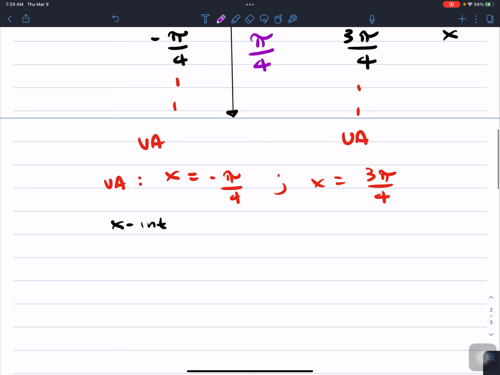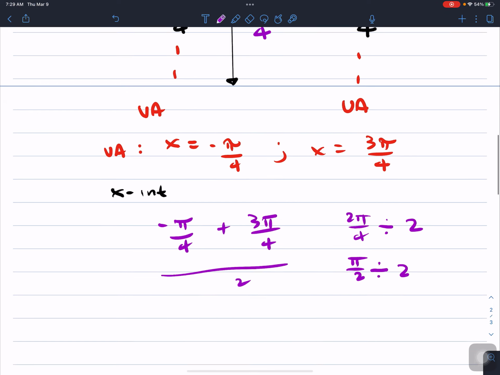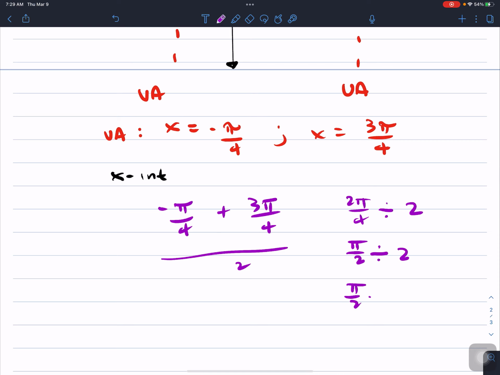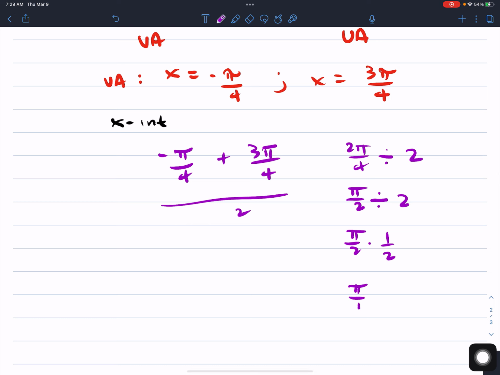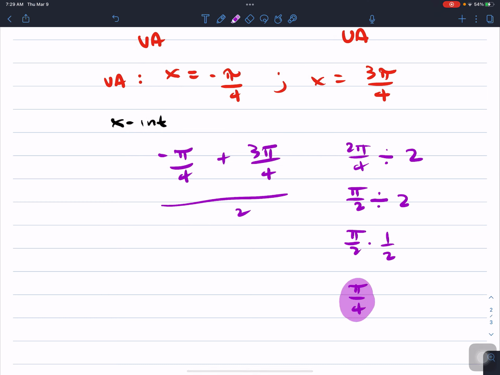Can you say, Mr. Judge, can I take pi over 4 plus 3 pi over 4 and then divide by 2? I think we get 2 pi over 4 divided by 2, right? Which is pi over 2 divided by 2. You get pi over 2 times 1/2. And yes, you're right. It's pi over 4. Good. So can you do this? Yes, we can do it.